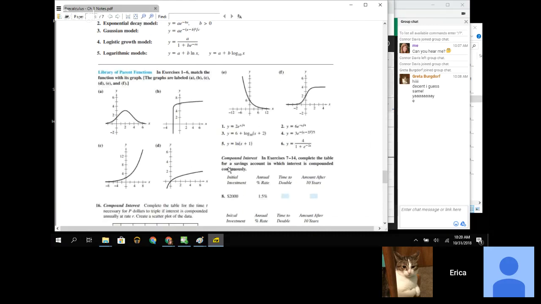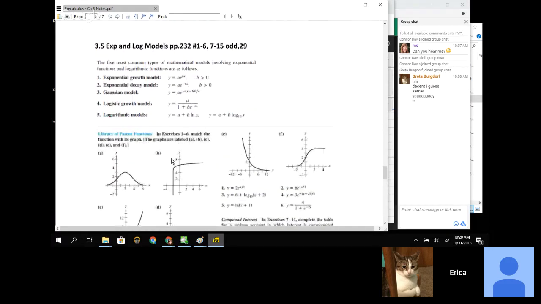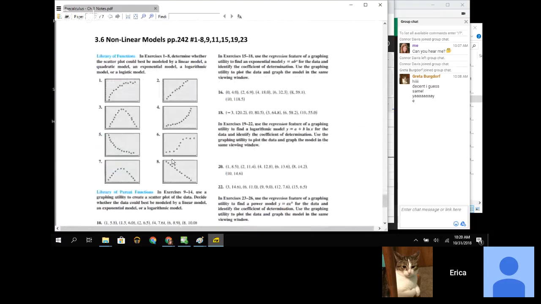Okay, I'm going to come back to the second part of 3.5, but while we're here, let's look at 3.6, numbers 1 through 8. It says, determine whether the scatter plot could be best modeled by a linear model, so linear means line, a quadratic model, so that's a parabola, an exponential model, which we just talked about, a logarithmic model, or a logistic model.